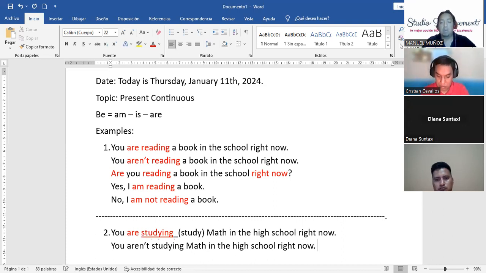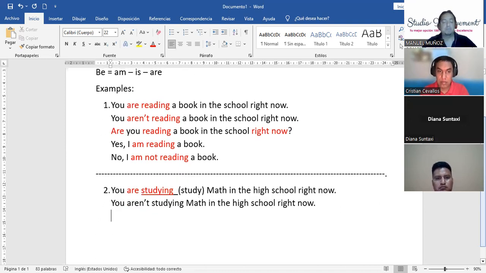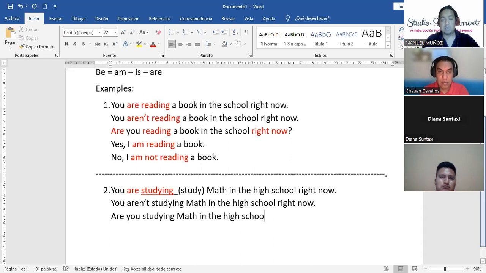And just for a minute, question. The question you have, I don't remember, for the verb to be the first. It is a verb to be what? Are. It of the second for personal pronoun or subject. In this case, is you. You, it is I verb ing. It is of the same as studying. Yes, math in the high school. High school, right now. In the school, in the high school, right now.